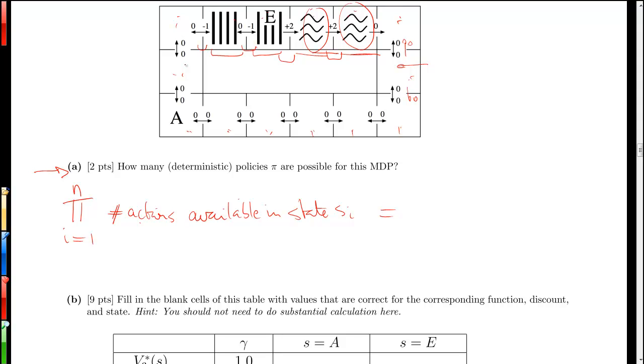Out of these 14 states, there are 3 where we don't have 2 actions available to us. We only have 1 action available here and also here. So in 3 of these states we have 1 action available, so that's 1 to the 3. And then in the other 11 states we have 2 actions available, so that's 2 to the 11. So we have 2 to the 11 different policies for this MDP.